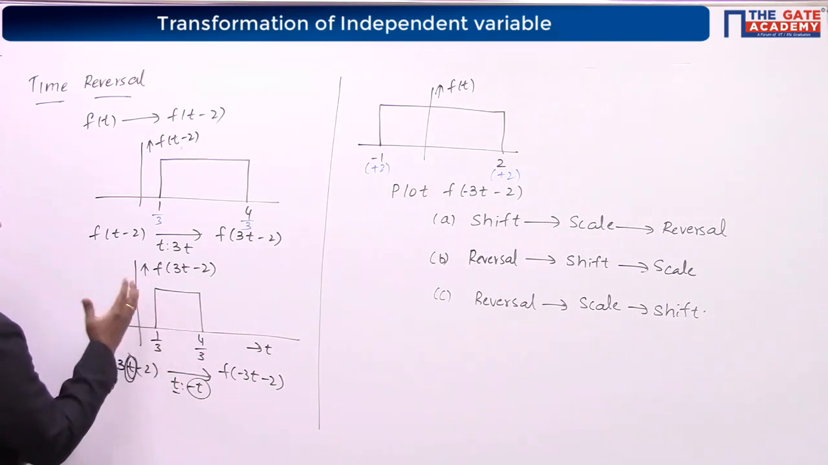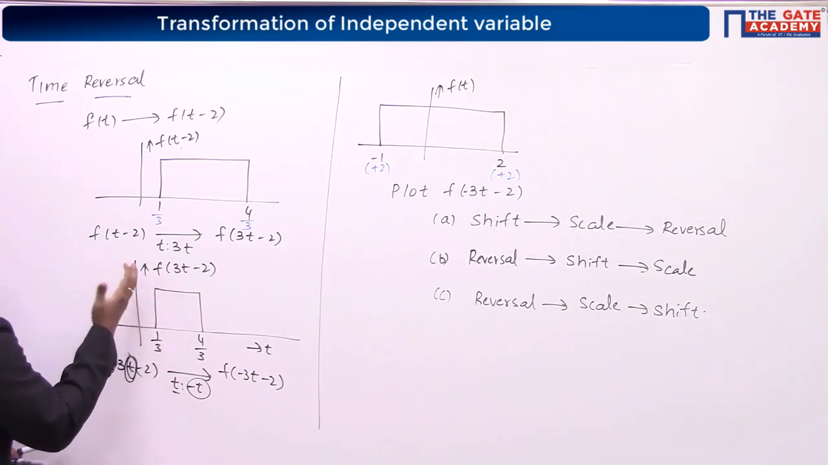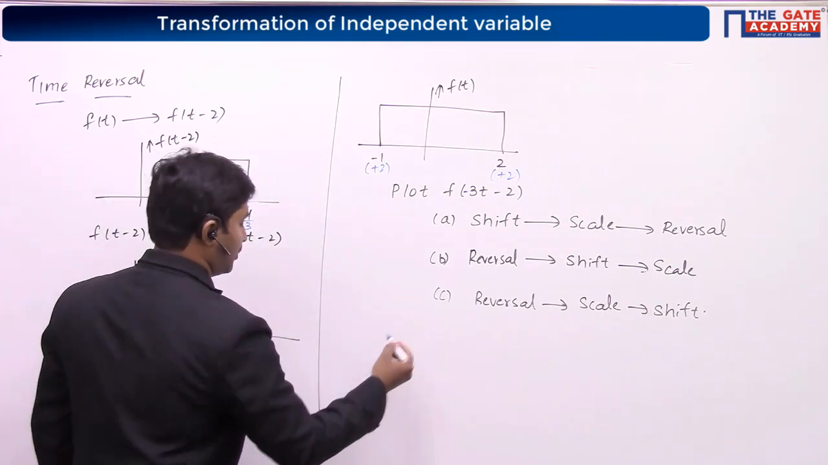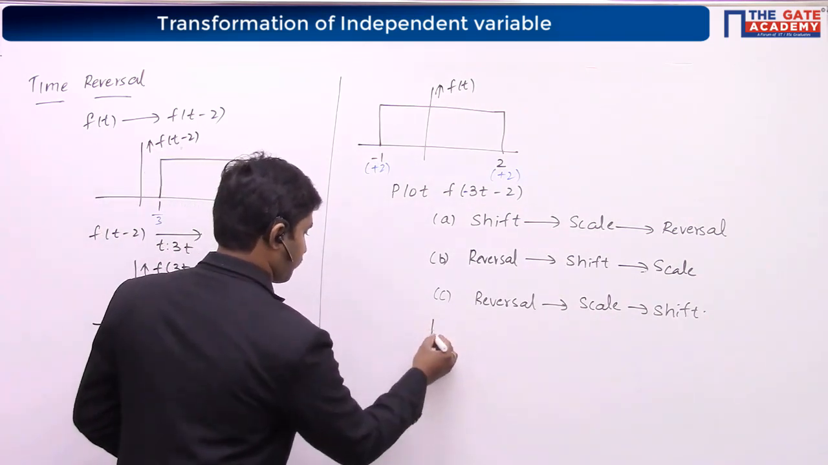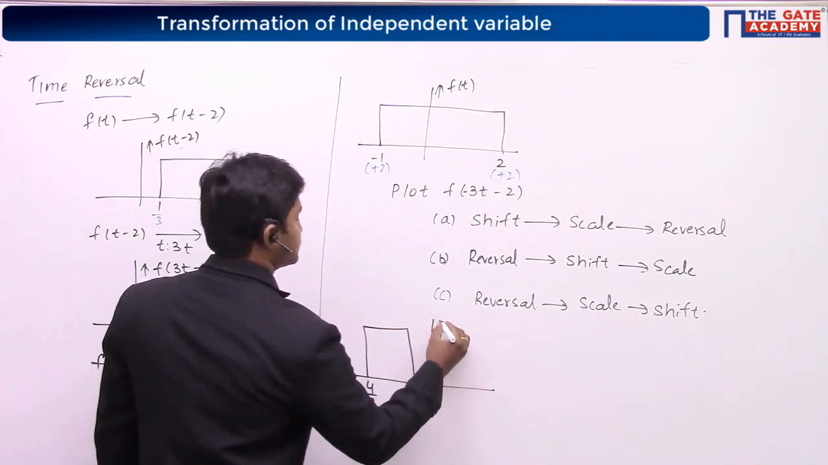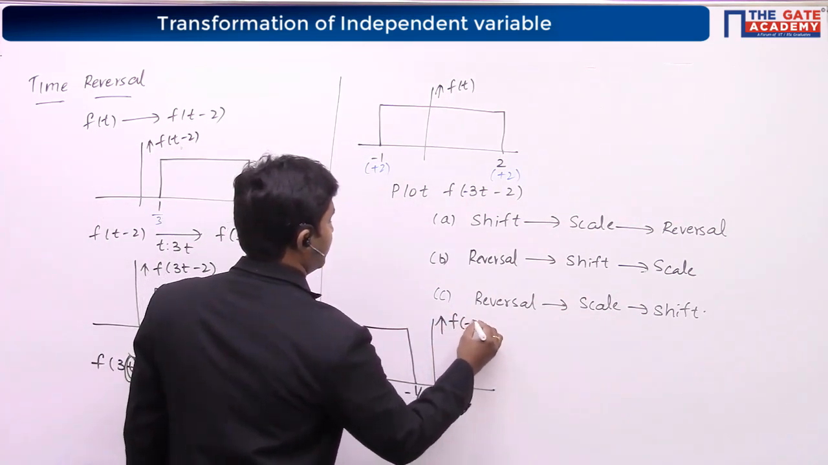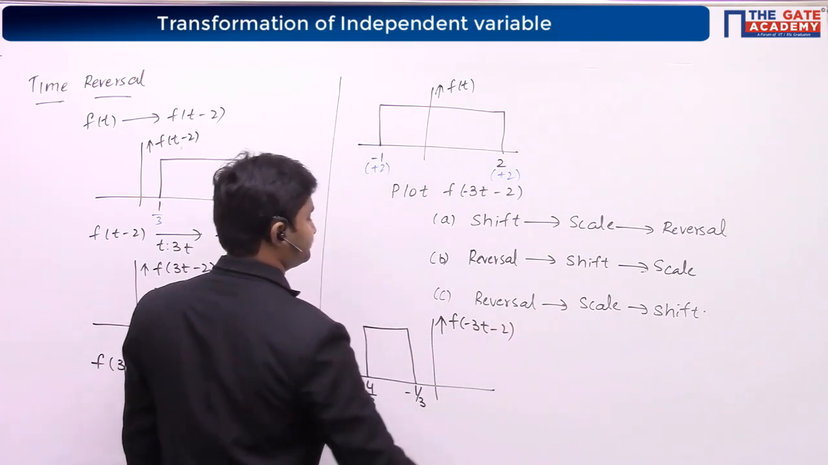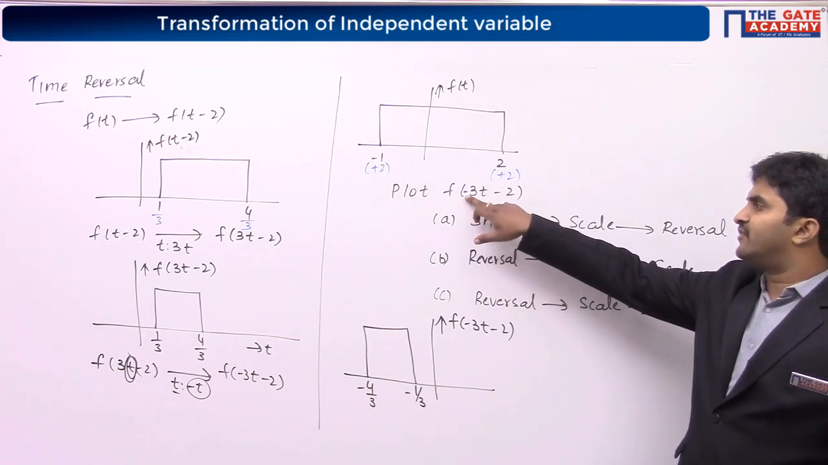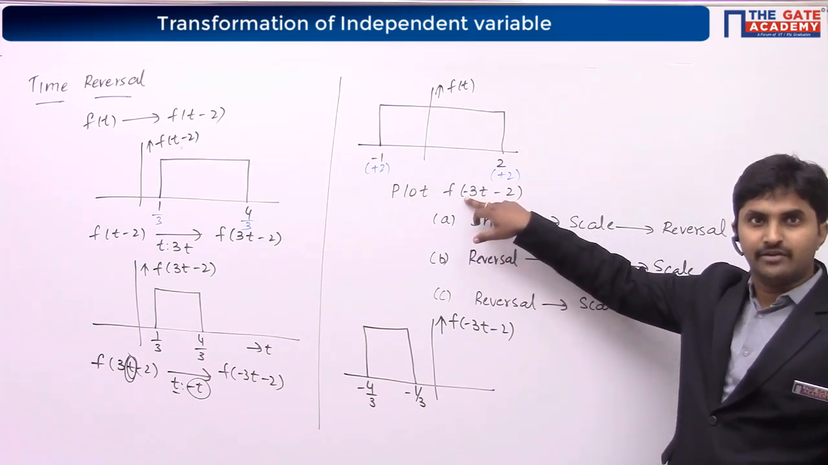So when we do this, the information will go something like this. Okay, so the resultant signal will be what? Minus 1 by 3 to minus 4 by 3. So this is f of minus 3t minus 2. So there is a small change here. We are indicating the reversal. Previously the reversal was not there.